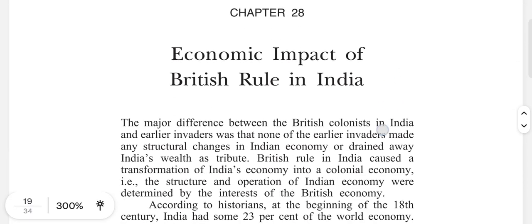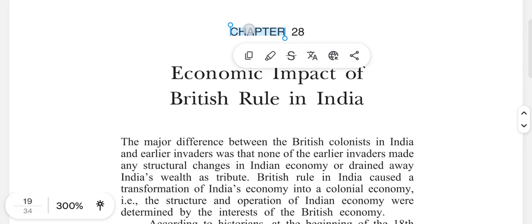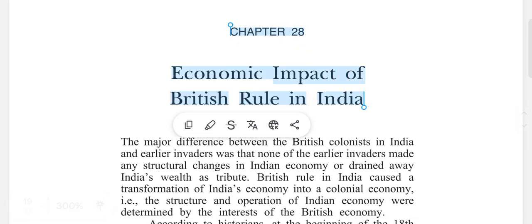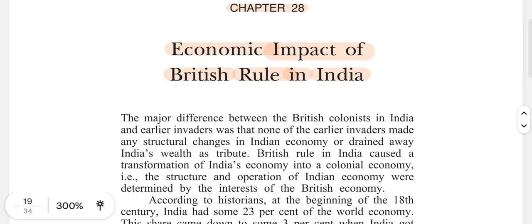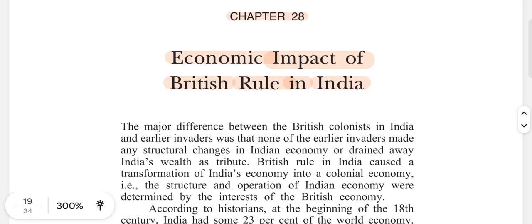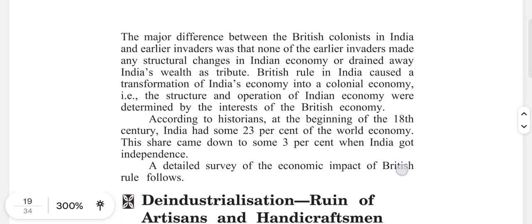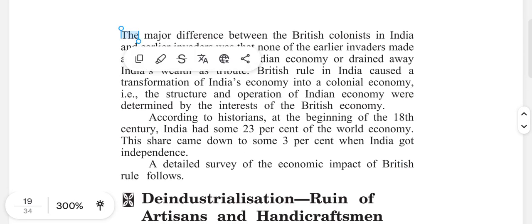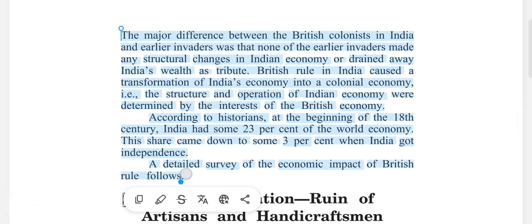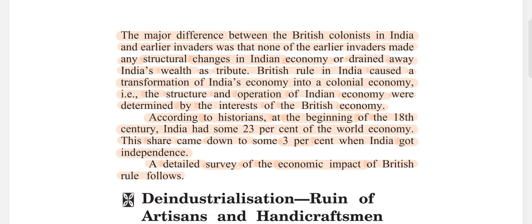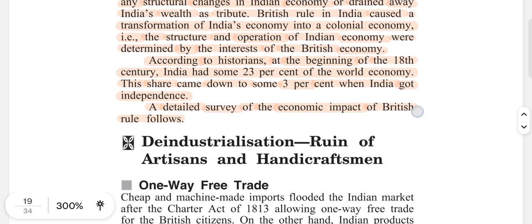Economic impact of British rule in India. Chapter 28. The major difference between the British colonists in India and earlier invaders was that none of the earlier invaders made any structural changes in the Indian economy or drained away India's wealth as tribute. British rule in India caused a transformation of India's economy into a colonial economy, i.e., the structure and operation of the Indian economy were determined by the interests of the British economy.